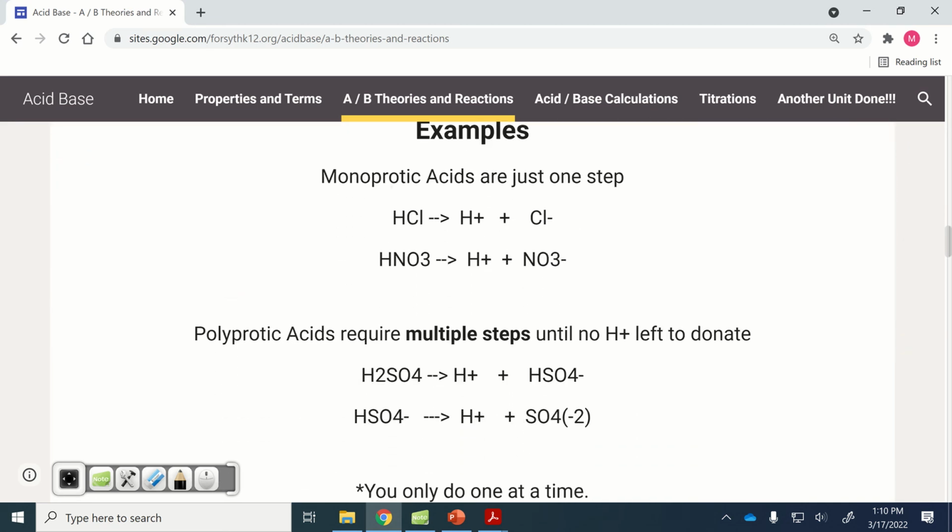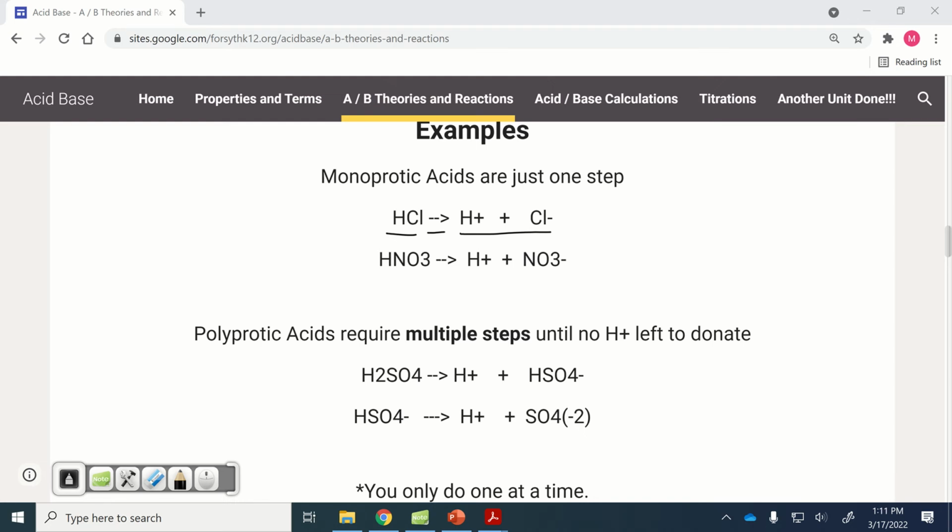The monoprotic acids, they're just one step, where basically you have HCl, a hydrochloric acid, and I say, please show the ionization of hydrochloric acid. All you do is you write HCl, reaction, and then split it up into its ions, H plus and Cl minus. So again, that's showing you that HCl will donate that H plus. The Cl minus, that's just kind of leftover. We're not too worried about that.